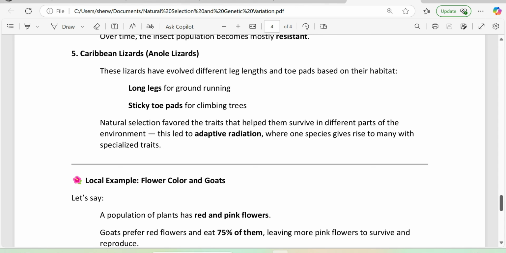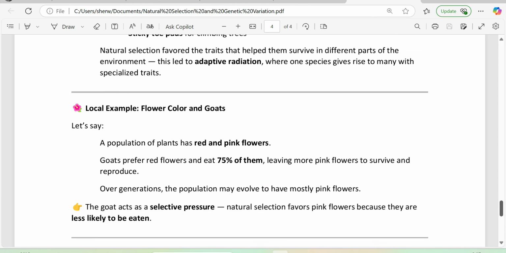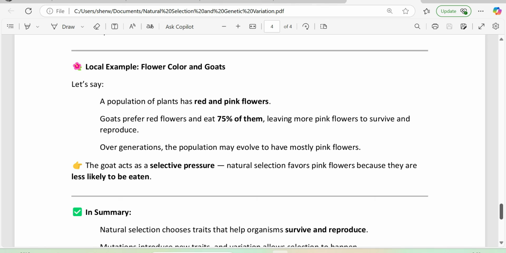Local example: flower color and goats. Let's say a population of plants has red and pink flowers. Goats prefer red flowers and eat 75% of them, leaving more pink flowers to survive and reproduce. Over generations, the population may evolve to have mostly pink flowers. The goat acts as a selective pressure. Natural selection favors pink flowers because they are less likely to be eaten.